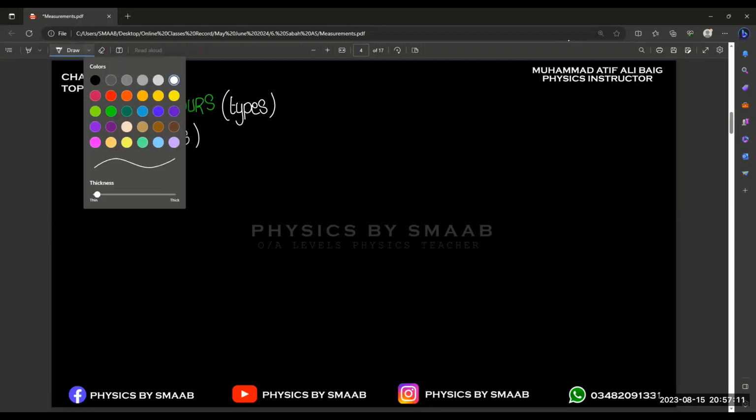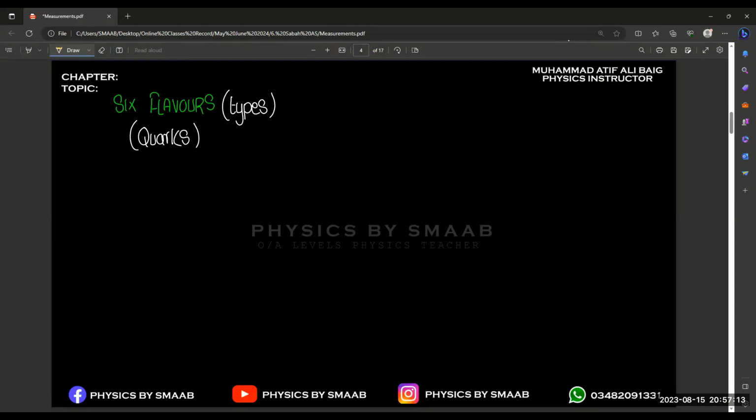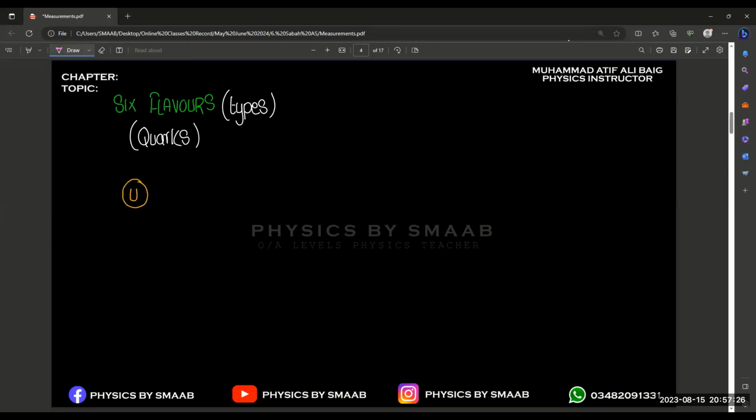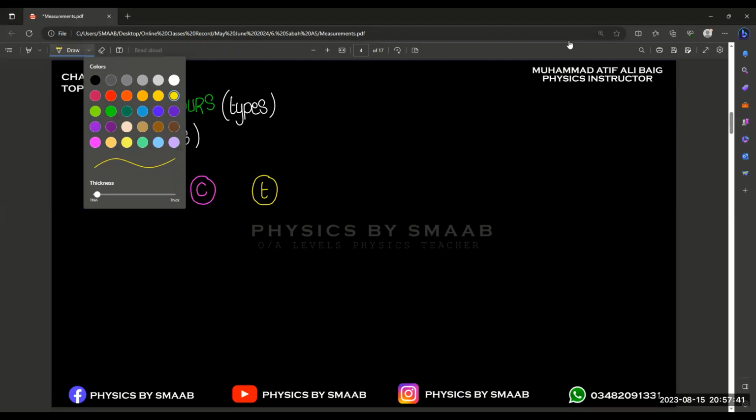Now there is a specific pattern and sequence. What is the sequence? Let's suppose the very first one is the U, and I will write the name afterward. The second one is the C, the third one is the T, and the fourth one is the D.